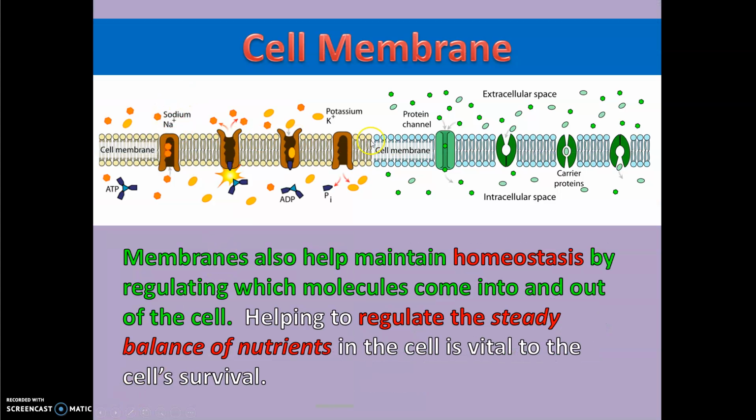So this cell membrane here helps maintain homeostasis, which is a very important word, by regulating which molecules are going to come in and out of the cell. So remember, homeostasis means to regulate the steady balance of nutrients and water. So helping to regulate the steady balance of nutrients and water in the cell is vital to the cell's survival. So the cell membrane and the other membranes play a very important part.